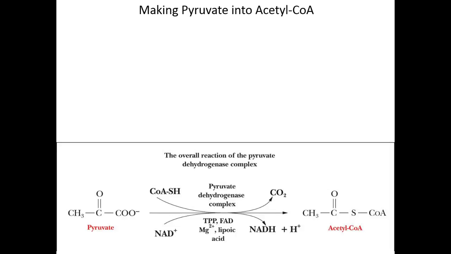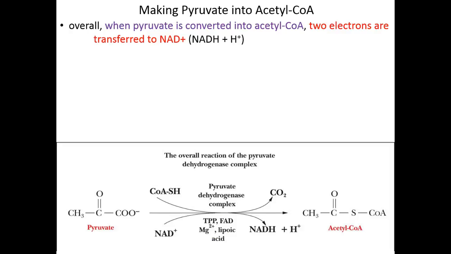So the overall conversion of pyruvate into acetyl-CoA is summarized here in its most simple and straightforward way. We start with pyruvate and we end with acetyl-CoA. But along the way, CoA went in, carbon dioxide came out, NAD plus went in, NADH plus H came out, and we needed the PDC itself, we needed TPP, we needed FAD, and we needed lipoic acid. We don't discuss the role of magnesium, just to keep it a little bit simpler.